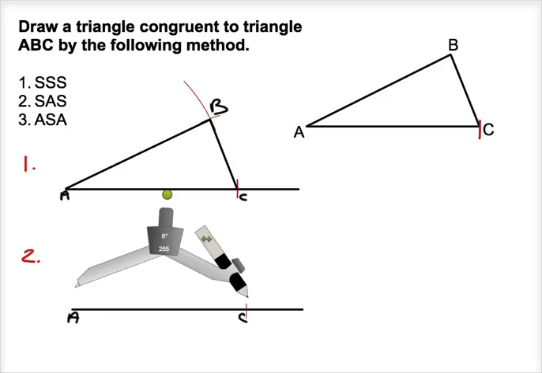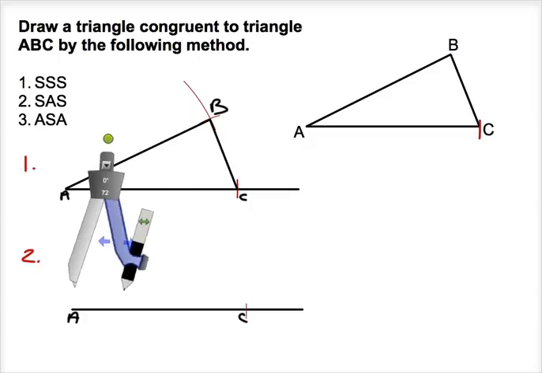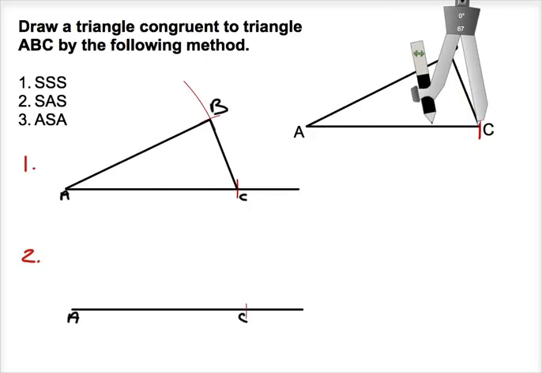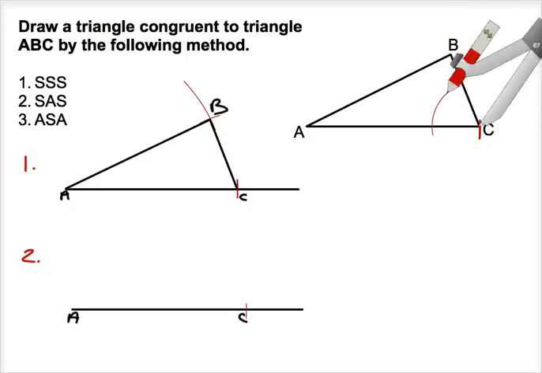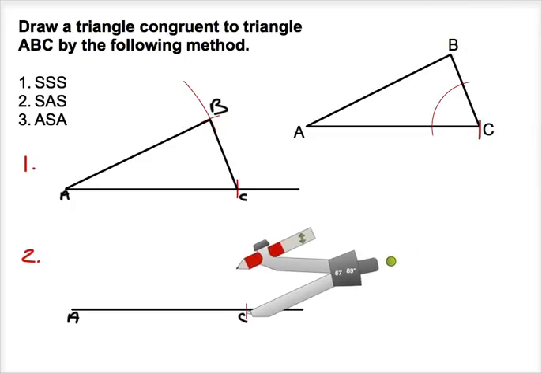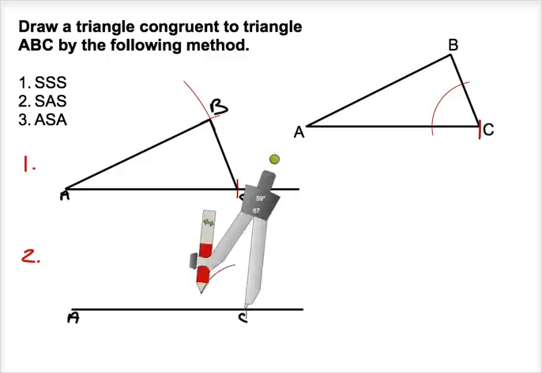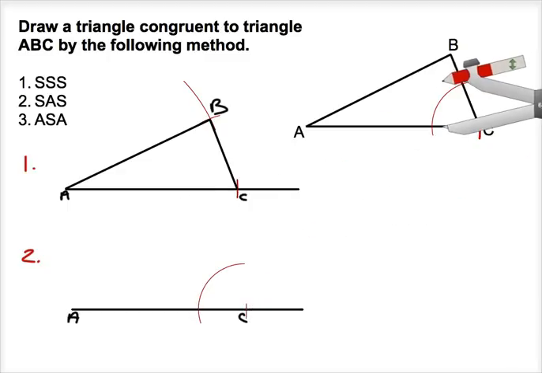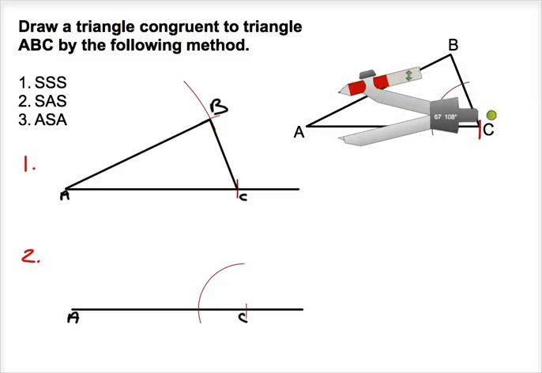So I either need to go to angle A or angle C, one of the angles directly next to this side. It doesn't matter, I'm going to pick angle C. So I need to copy angle C. So if I want to copy angle C, I need to put the point of my compass at the vertex. I'm going to swing an arc so it hits both sides of angle C, and I copy that arc at my new triangle. Now I need to measure what's the opening of this arc.